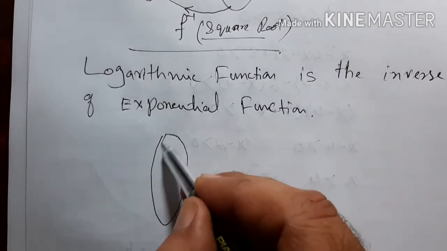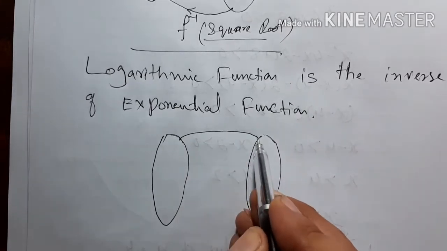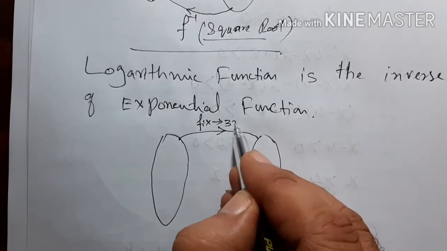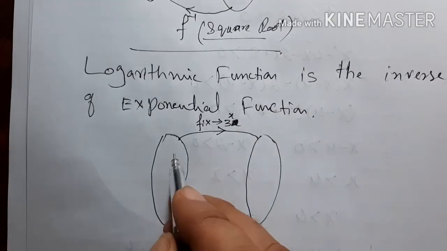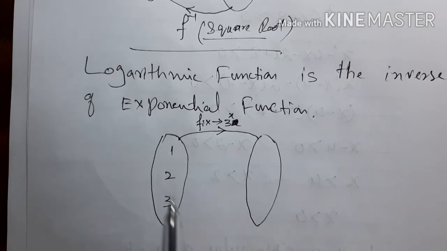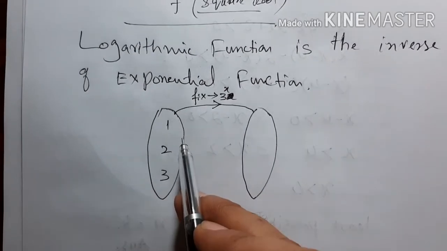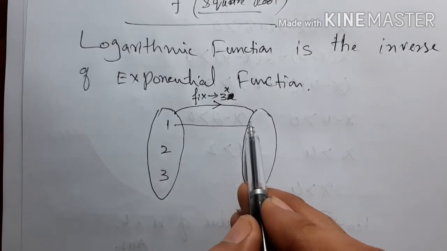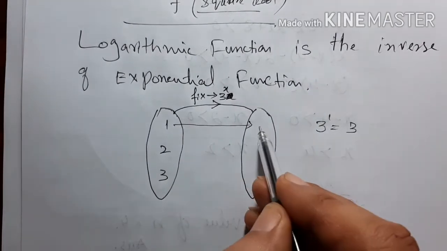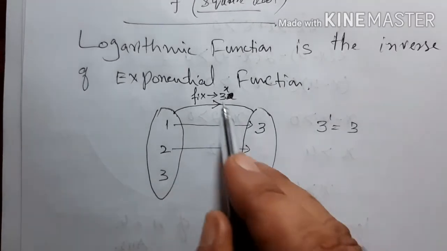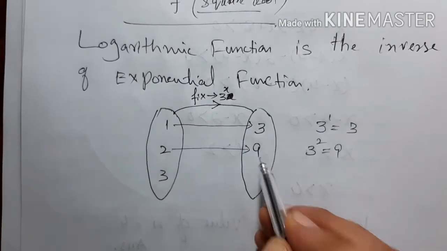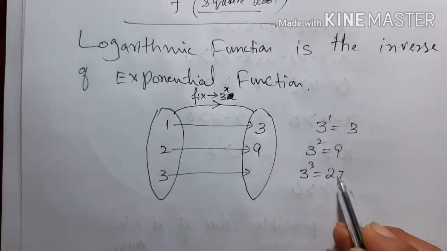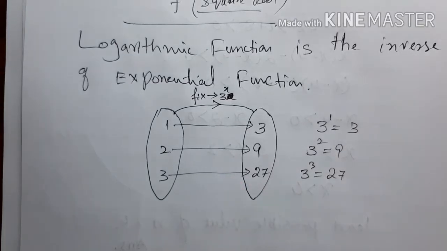For example, if this is the exponential function, let's suppose 3^x, 3 raised to power x, and I have three domain values. So what will be the images? I need to put these values of x at the top of 3. So the image of 1 will be 3 raised to power 1, which is 3. If I put 2 instead of x, 3 raised to power 2 is 9. If I put 3 instead of x at the top of 3, 3 power 3 is 27. So let's suppose this is an exponential function.